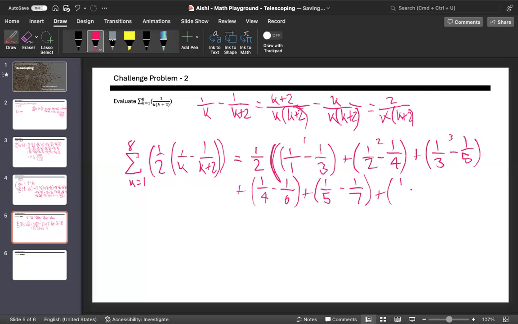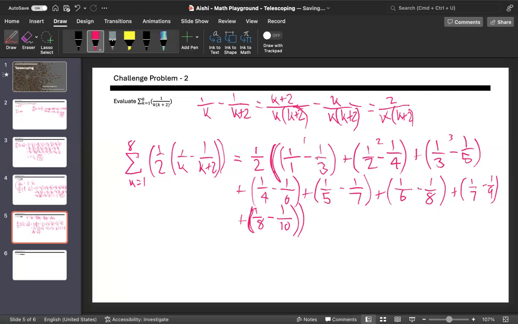plus 1 by 6 minus 1 by 8. We're nearly there. Plus 1 by 7 minus 1 by 9. Plus last one, 1 by 8 minus 1 by 10. Okay, so let's see how many of these guys survive.